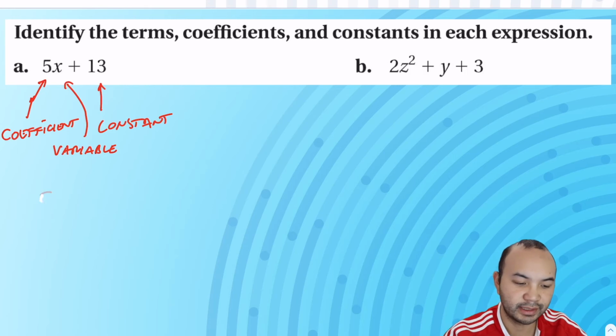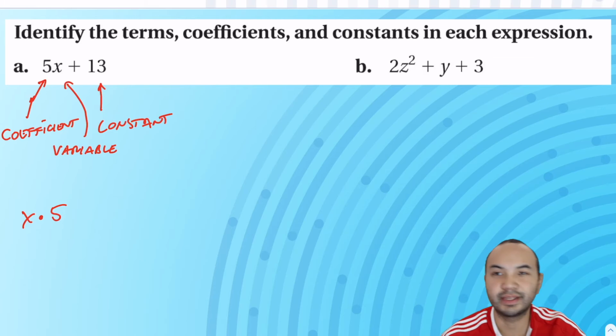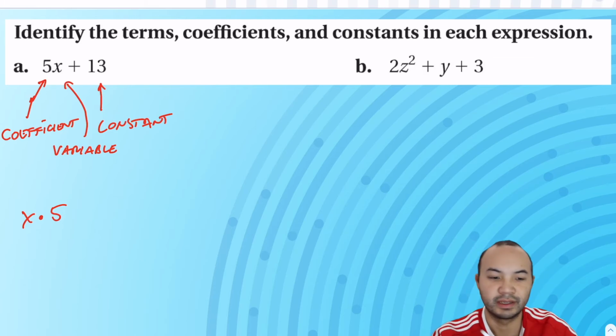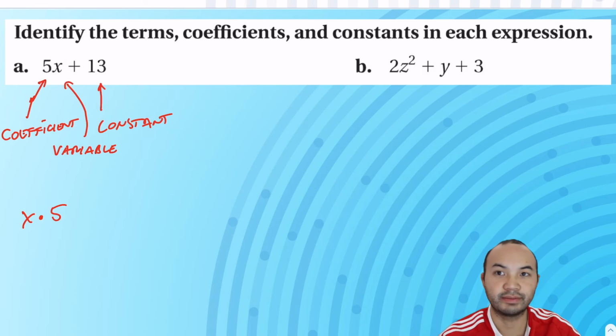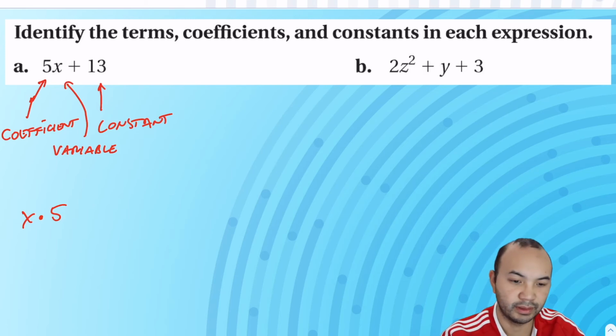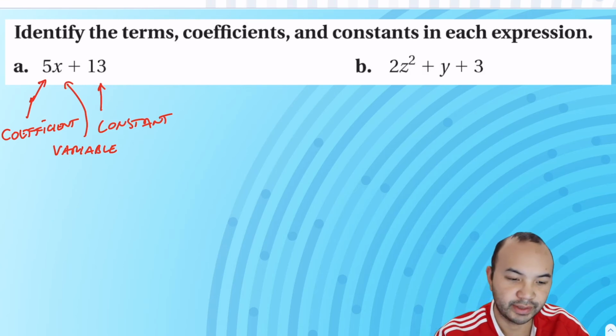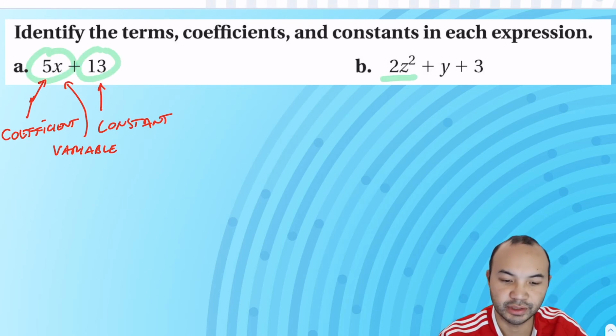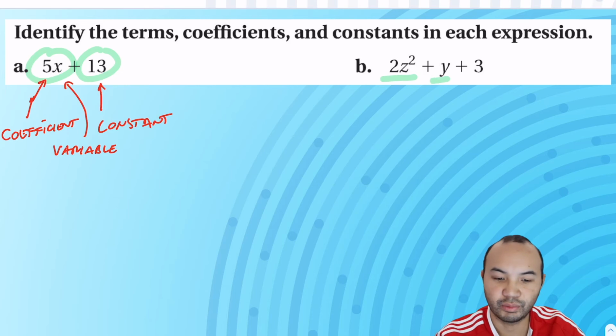Okay? And technically, yes, if you're doing 5 or x times 5, that does mean the same thing as 5x, but normally we just write it as 5x so you don't have to put the dot there. Okay. And this one, identify the terms, coefficients, and constants in each expression. So the terms here are 5x and 13. The terms here are 2z squared, y, and 3.